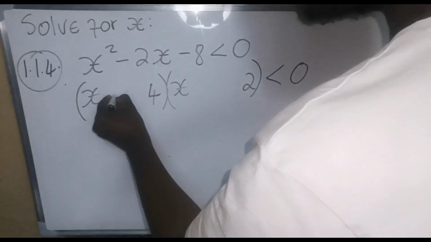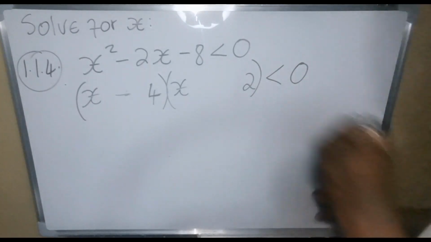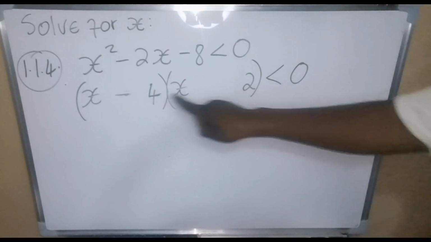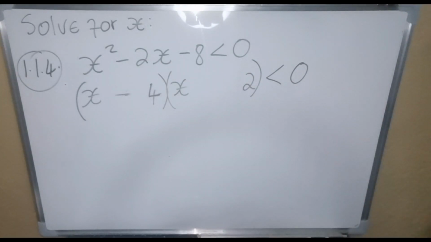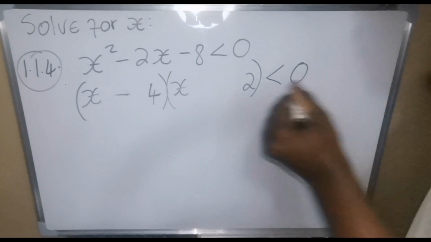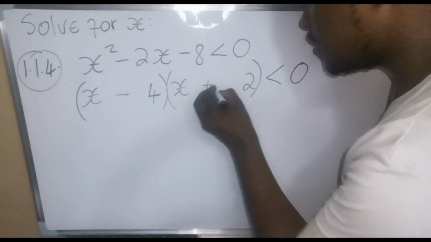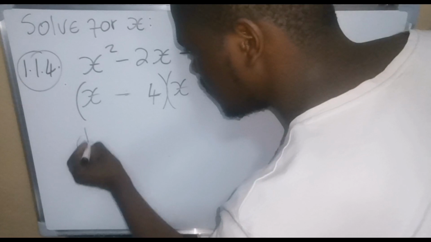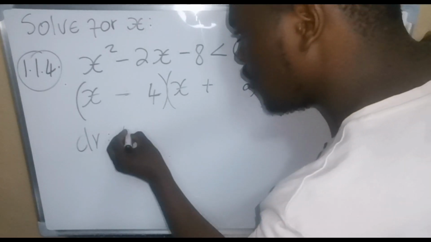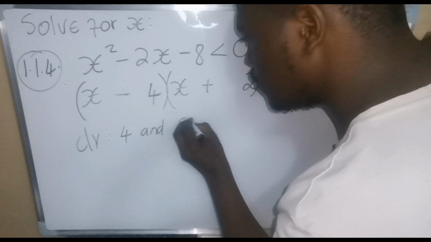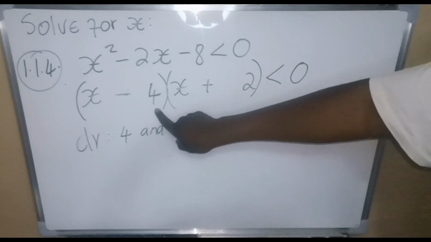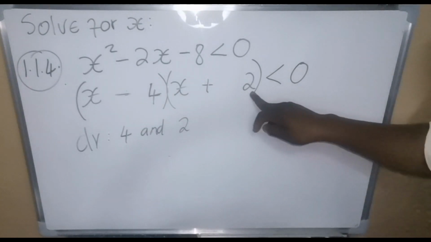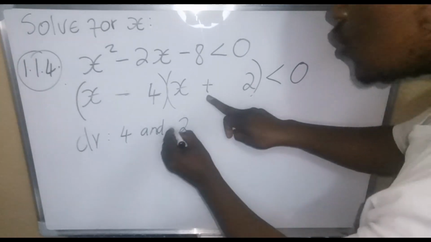Now this 4, we're going to take the minus sign, then I'm going to find the sign for this part. Negative divided by negative, okay, positive. Are we done? Yes, we are done here. Then our critical values are 4 and 2. When this 4 comes out of this bracket, it changes the sign from negative to positive. Even this 2, when it comes out of the bracket, changes from positive 2 to negative 2.